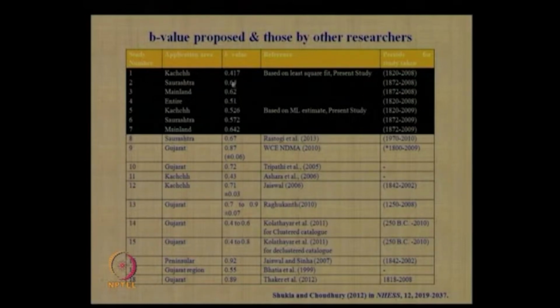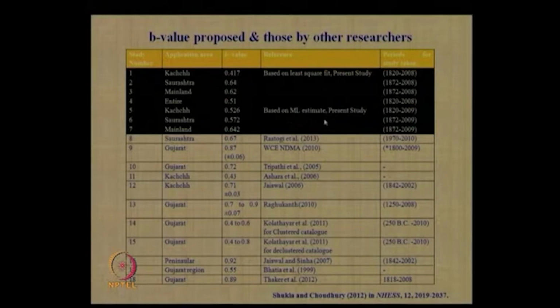So, these four are obtained using the least square fit method, and the study period taken, that is the earthquake data points taken, is between 1820 to 2008 for these regions. For Saurashtra and mainland it is 1870 to 2008.